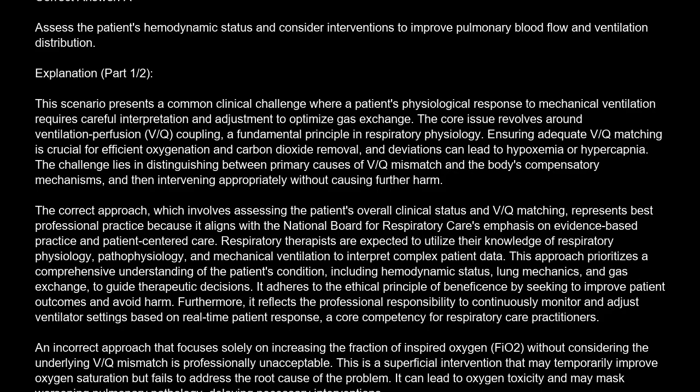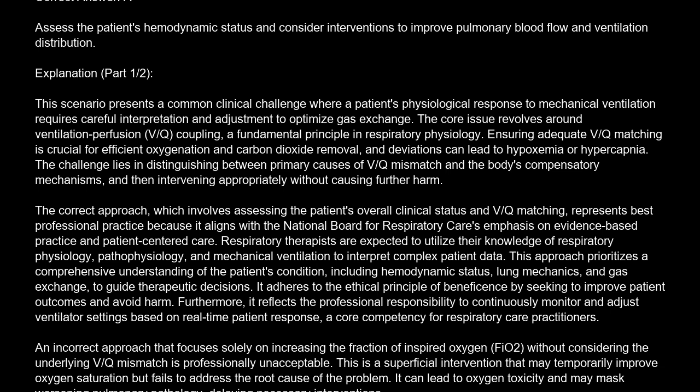The correct answer is A. Assess the patient's hemodynamic status and consider interventions to improve pulmonary blood flow and ventilation distribution. Explanation. This scenario presents a common clinical challenge where a patient's physiological response to mechanical ventilation requires careful interpretation and adjustment to optimize gas exchange.